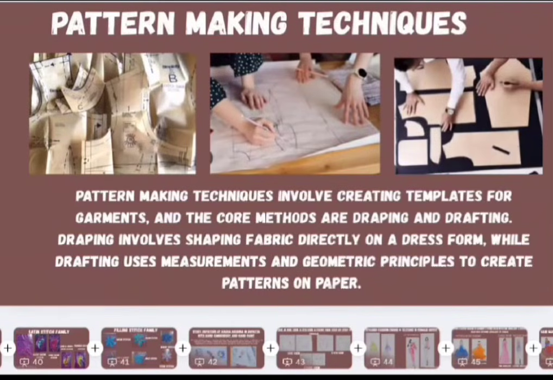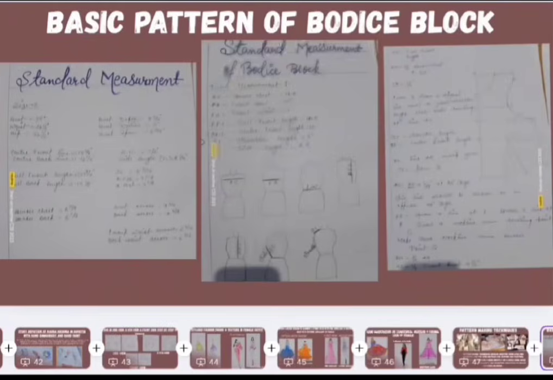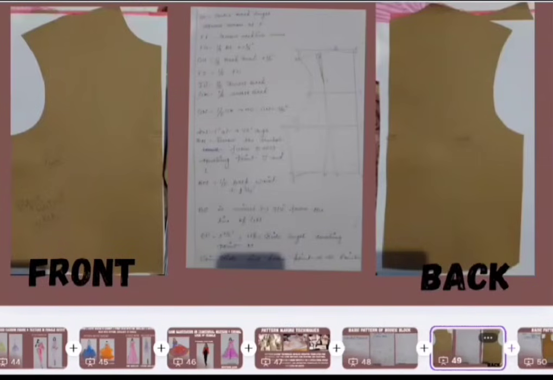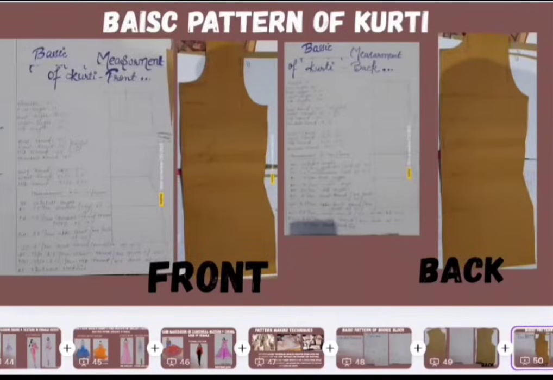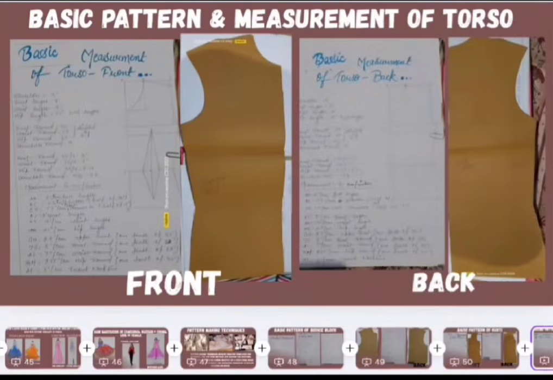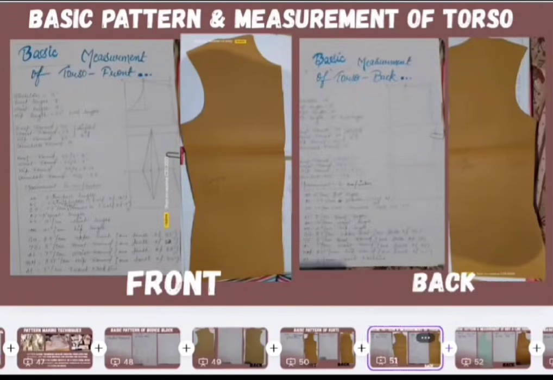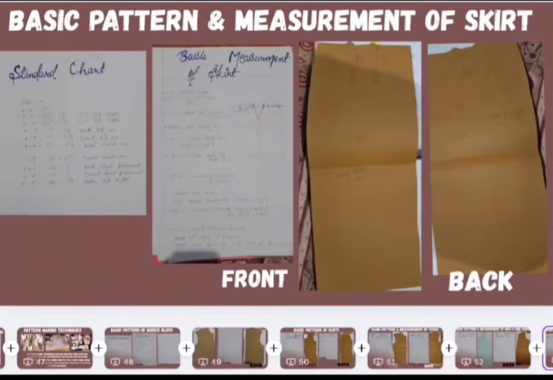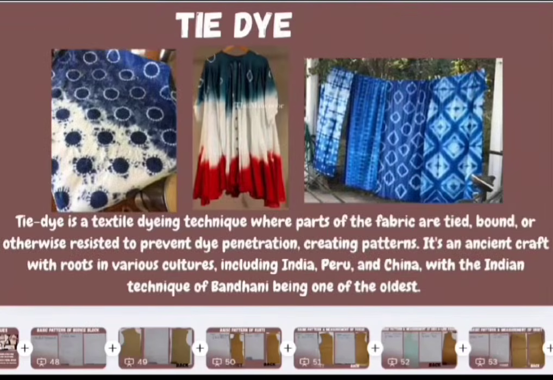Now, what is the pattern making technique? Pattern making technique involves creating templates for garments, and the core methods are draping and drafting. Here are some drafting basic patterns of bodice block using brown paper front and back, basic pattern of kurti, basic pattern and measurement of torso, basic pattern and measurement of kids A-line frock, basic pattern and measurement of skirt.